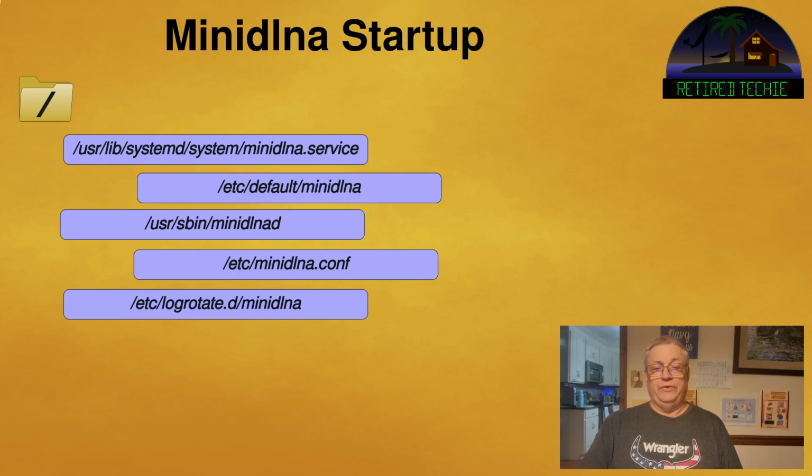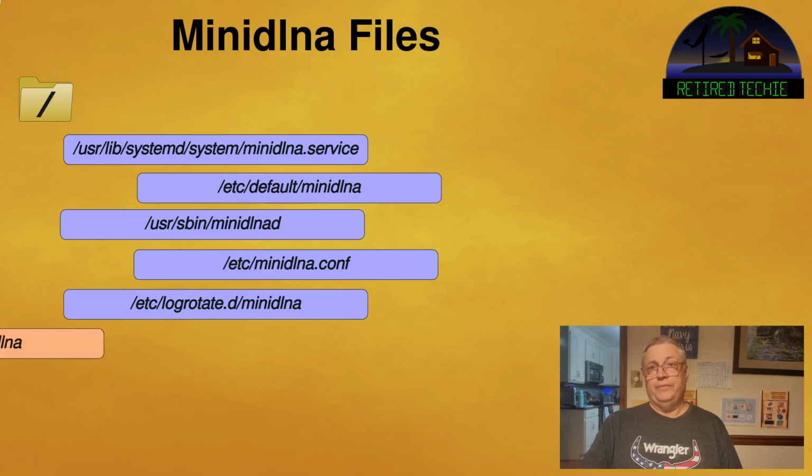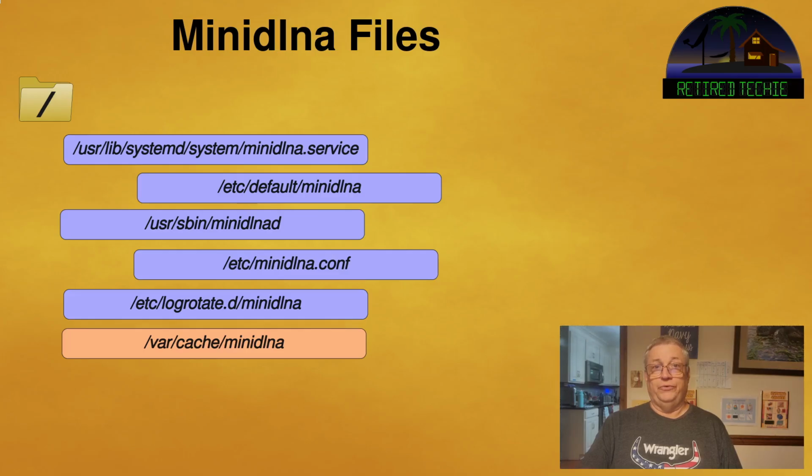So a couple of other directories we need to be aware of: /var/cache/minidlna. This is where your Minidlna database and your art folders are going to reside. If you have artwork with your media collection, those are both going to reside in that folder. Interestingly, that folder is going to need to have read-write access for minidlna, which is going to be a user created by the install, which we're going to talk about here in a bit.